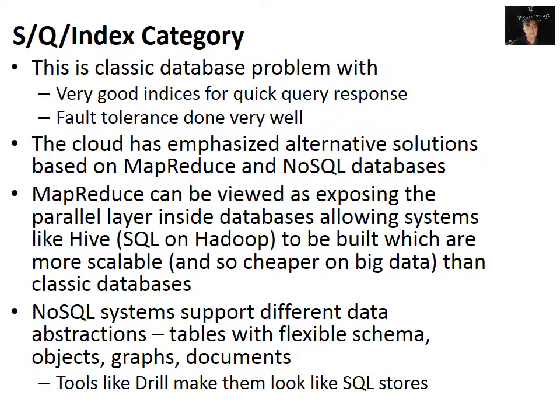So now let's go into details of each of these features. This part does not have all these details. It starts with some words on what you might call the most classic of these features, the search query index category, which is the classic database problem. Here, of course, what's notable is that we've learned how to make very good indices for quick query response. Also, current databases from Oracle and others are done extremely well. The cloud has emphasized alternative solutions based on Hadoop and NoSQL databases like HBase.